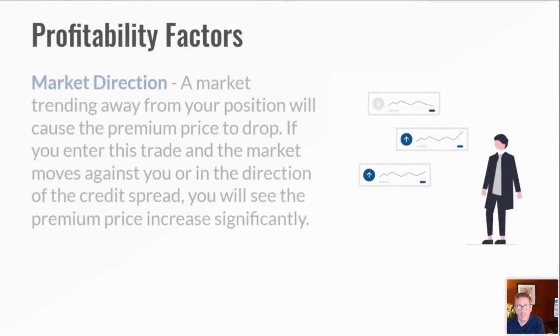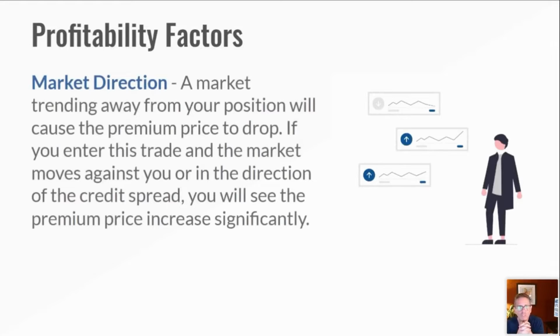The third is market direction. A trending market away from your position will cause the premium to drop, and if you enter the trade and the market moves against you, in the direction of the credit spread, you'll see the premium increase significantly. Again, the goal is to place these trades so that you get the market direction right and the volatility right. That's really the ideal thing.